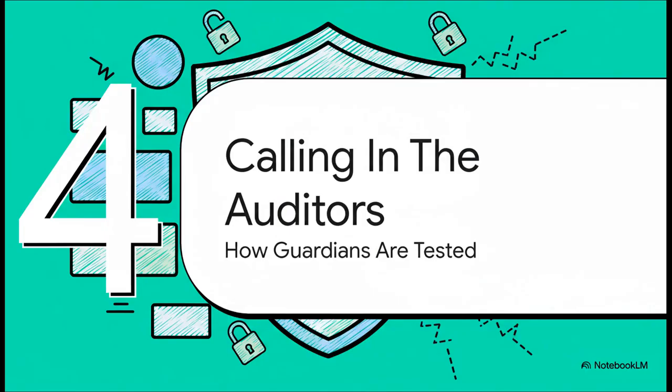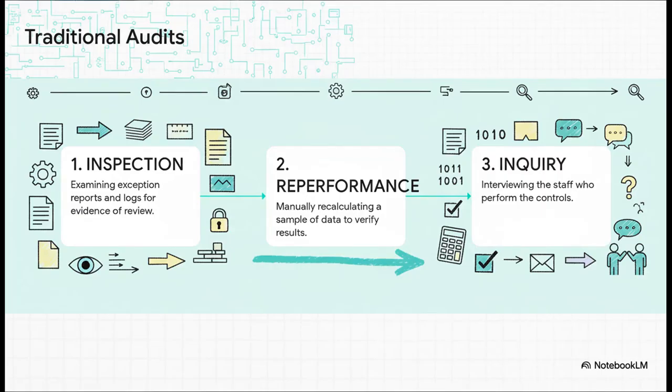Because these controls are so incredibly important, especially for financial reporting, there's a whole profession dedicated to testing them. Auditors are the ones who come in to make sure these guardians are actually on the wall and doing their job right. The old-school way of doing this is very hands-on. Auditors will inspect system logs, looking for evidence that things were reviewed. They might even grab a small sample of data and manually recalculate it themselves just to check the system's math.